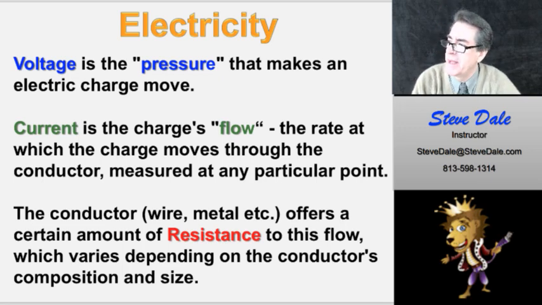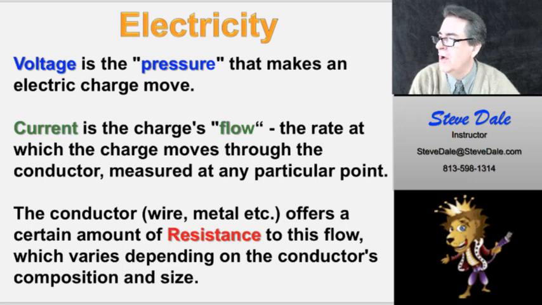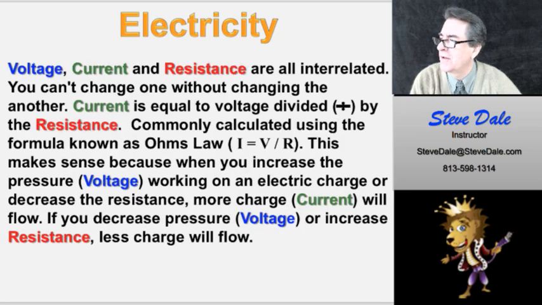Voltage is the pressure that makes an electrical charge move. Current is the charge's flow at the rate at which the charge moves through the conductor, measured at any particular point along the conductor. The conductor, the wire, metal, etc., offers a certain amount of resistance or restricts this flow, which varies depending upon the conductor's composition and size.